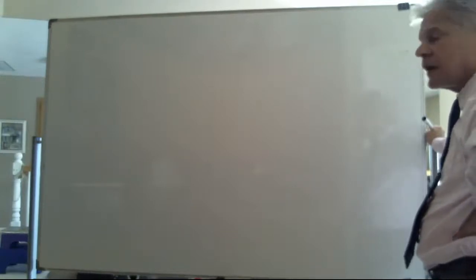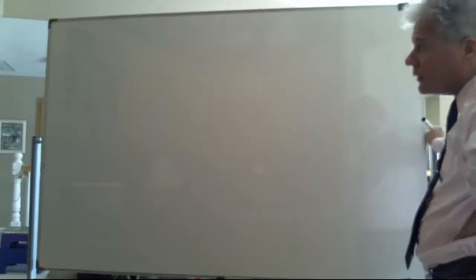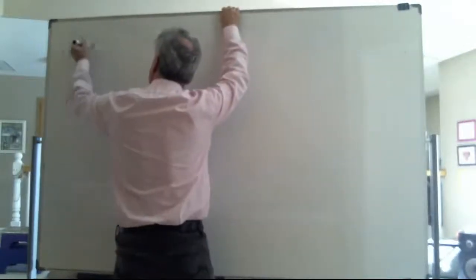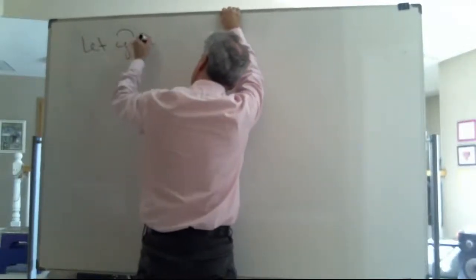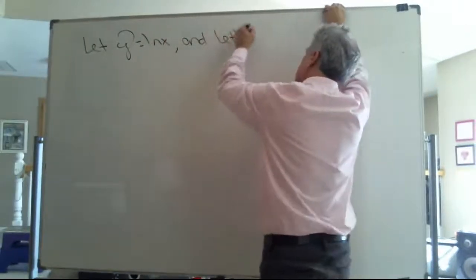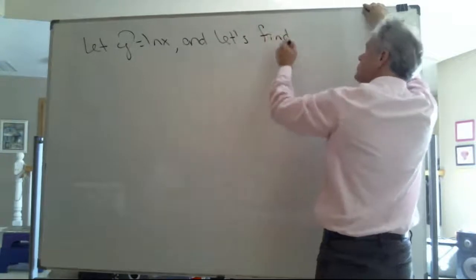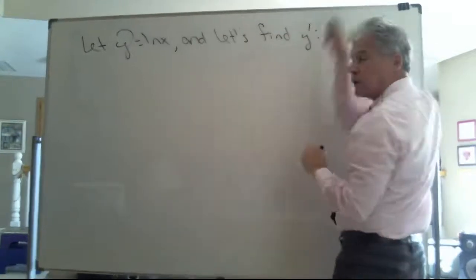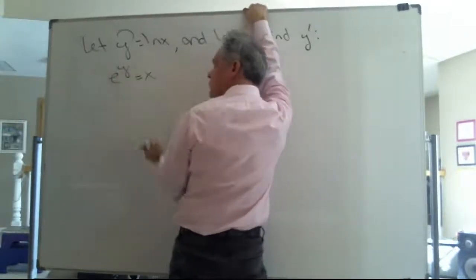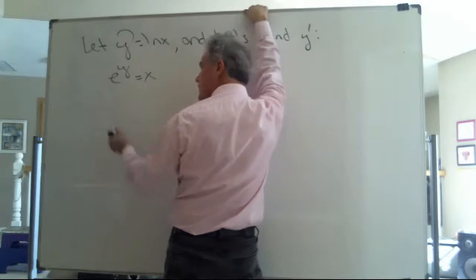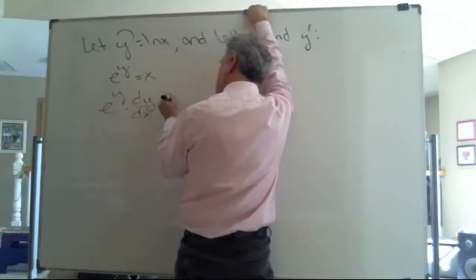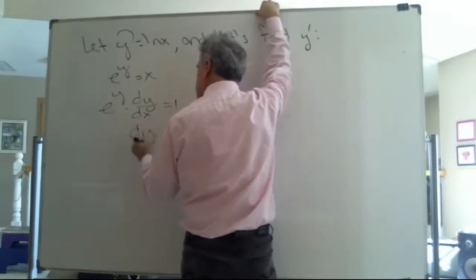I'll start off with a special case where the base is e. In other words, let's see if you and I can't differentiate the natural log of x. So here I go. Exponentiating both sides. Treating y as a function in x, I'll differentiate implicitly with respect to x. Solving for dy/dx.